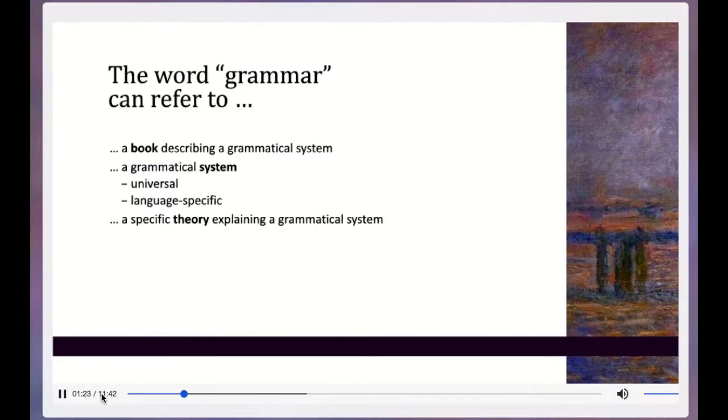Thirdly, we can also use the word grammar to talk about a specific theory for explaining grammatical systems. For instance, we can distinguish between formal and functional grammar. In formal grammar, the focus is mainly on the form of the language, whereas in functional grammar, we focus on how grammar can be used to express different communicative functions.